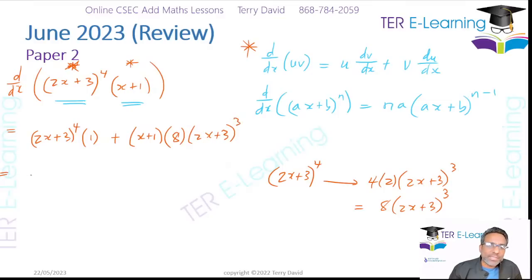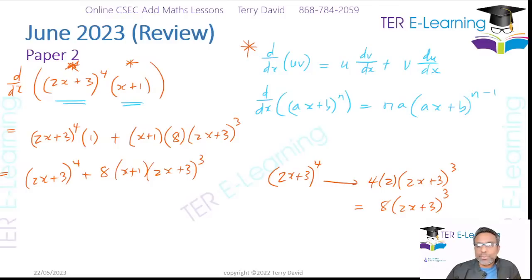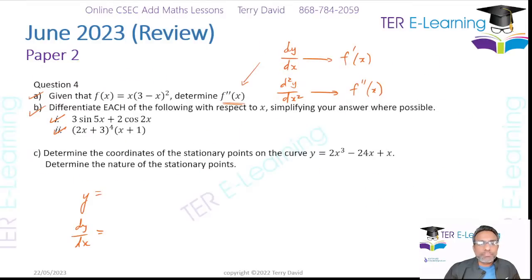So the final answer now is simply going to be 2x plus 3 to the power 4 plus 8, open brackets, x plus 1 by 2x plus 3 cubed. Now there's no need to simplify any further, because it's already a little complicated as it is. So that's what we're going to do. So that is the second part here.